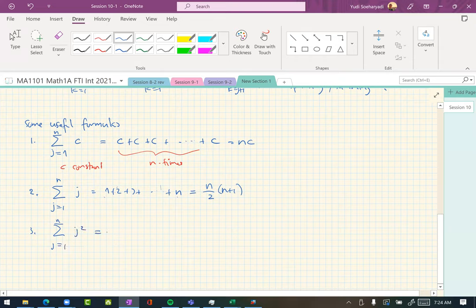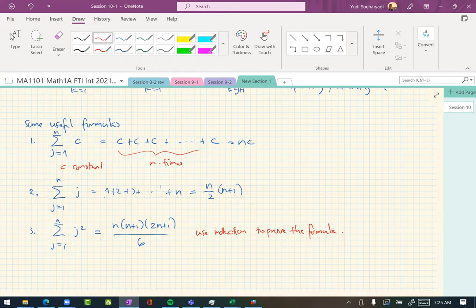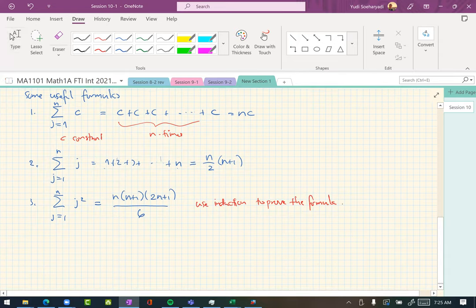I won't prove this, but if you square the terms, you get something like n times n plus 1 times 2n plus 1, over 6. You may prove this using induction. I forgot the formula for the cube, but it's not easy to find such a formula.